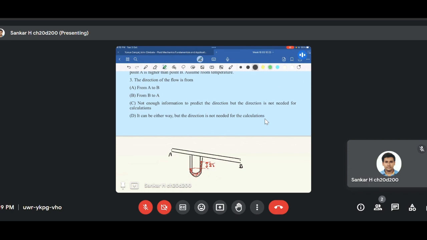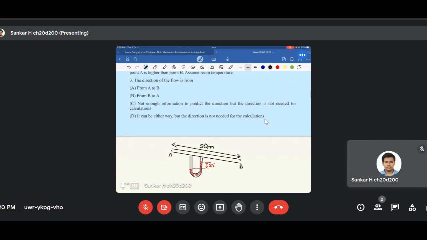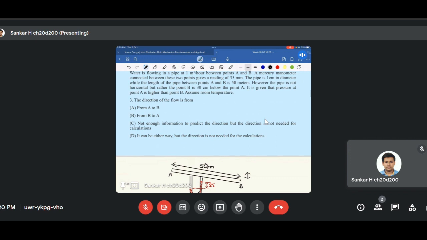Now it is also given that the distance from A to B is 50 meters, and the point B is in fact 30 centimeters below A.